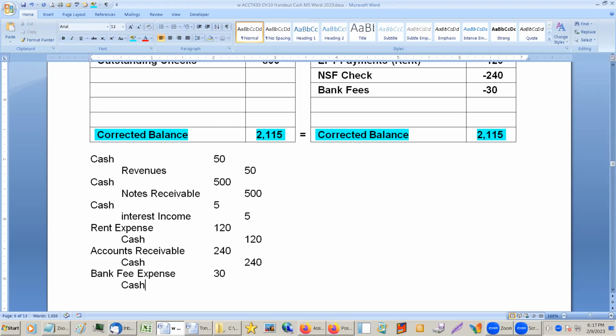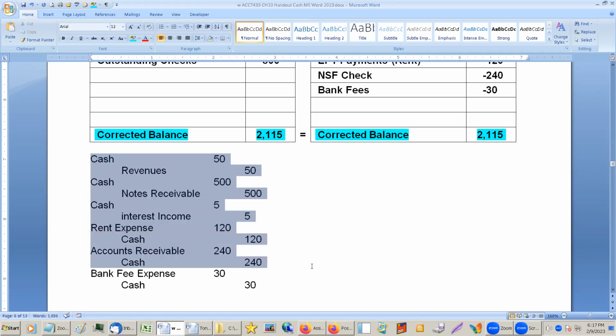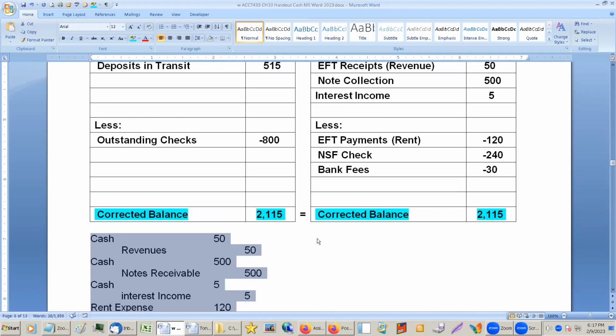So these journal entries, though, your cash won't be correct unless you make these journal entries. So these journal entries are one of the big reasons why you do the bank reconciliation.